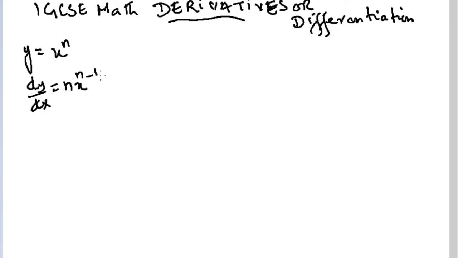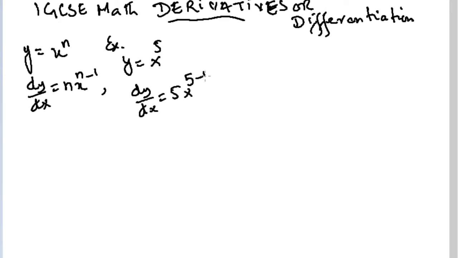Now similarly, if they have given us y is equal to x power 5, this is an example, then what we will do, dy dx is 5x power, according to the rule, 5x power 5 minus 1, so it becomes dy dx is equal to 5x power 4. Okay, now I'm doing example number 2.